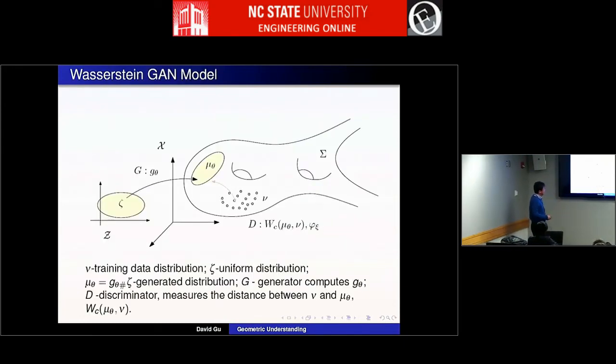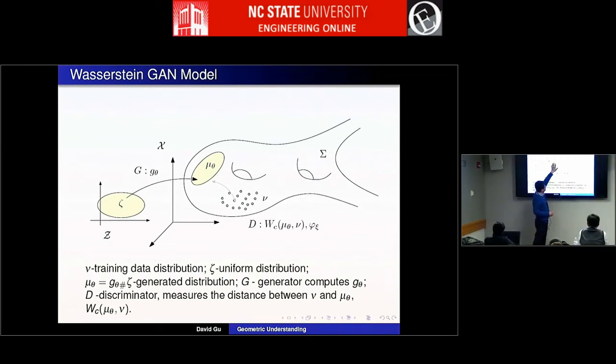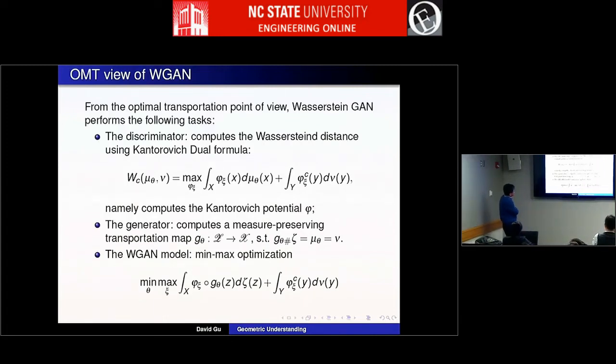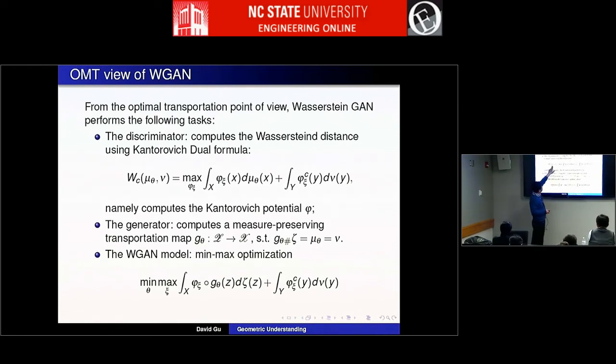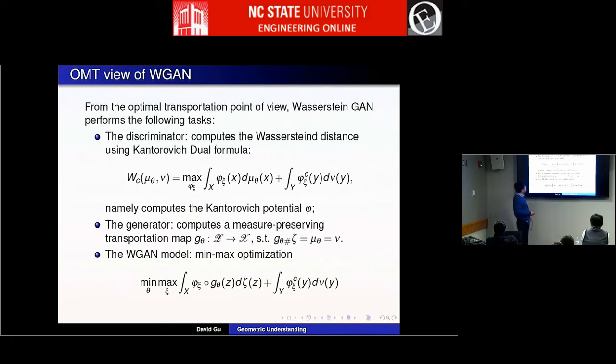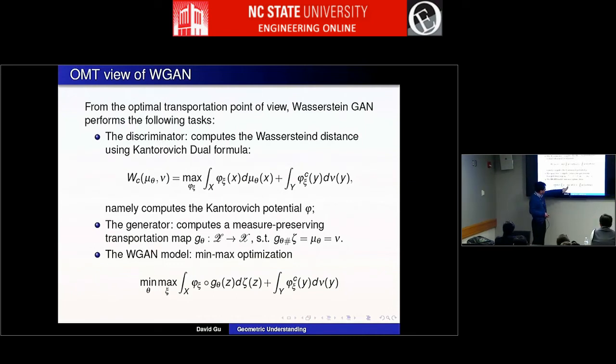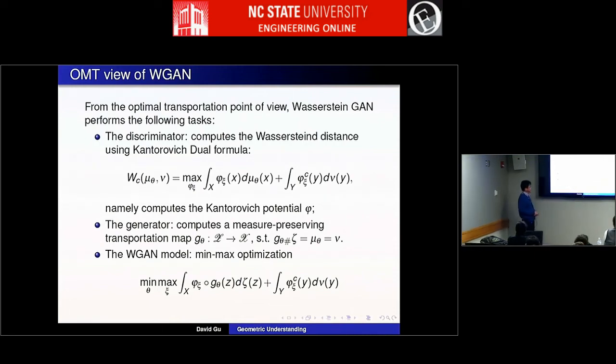Then we come back to the GAN model. So we know that for the GAN model, the discriminator computes the distance between two distributions, and the generator computes the transformation from one to the other. Then our conventional WGAN basically uses the L1 cost function. So the Wasserstein distance between the generated distribution and the data distribution is equivalent to finding this Kantorovich potential, finding this max. Then for the generator, when they try to minimize this Wasserstein distance, they find a good generation mapping. So you see, this is the conventional way to do WGAN.